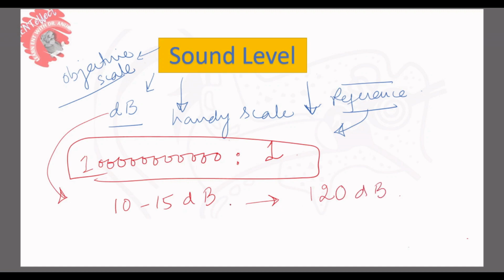So see, there is this wide range of difference between the intensities of both of these sounds. 10 decibels is like 2 times the amount of sound, and then 20 decibels becomes 4 times. Likewise, 30 decibels becomes 8 times the intensity. So this is all about sound level.